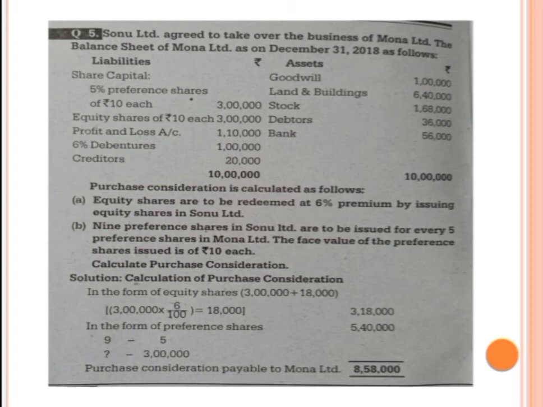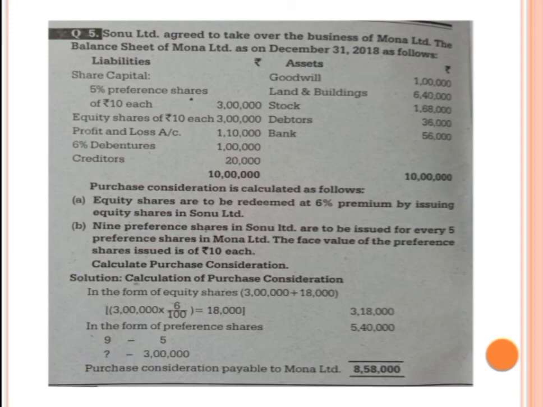When you find this kind of question, your work is to first identify which method of purchase consideration has to be followed here. As I said while explaining in the previous slide, the purchase consideration can be calculated mainly in three methods, that is lump sum method. Lump sum method you can follow when the lump sum amount is given in the question, but here they have not given any lump sum amount.